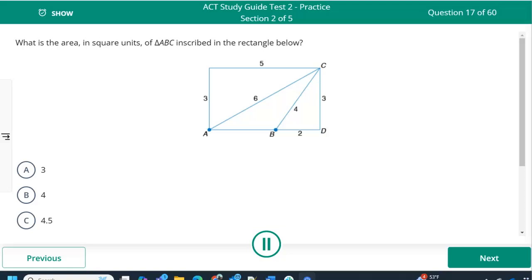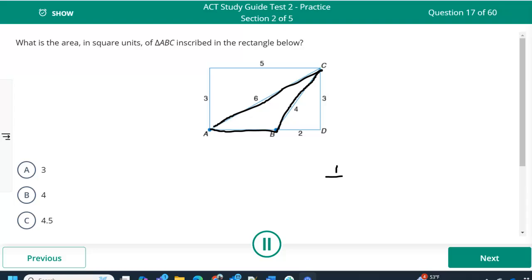What is the area in square units of triangle ABC inscribed in the rectangle below? All right, ABC. Wait, where's my pen? What's happened there? Turn the drawing off for a second, because what I want to do here is just draw a line. Okay, here we go. A, B, C. Actually, I drew A, C, B, but that's it. Okay.